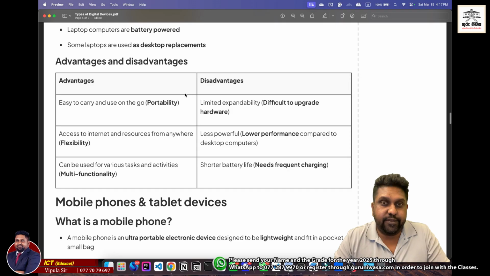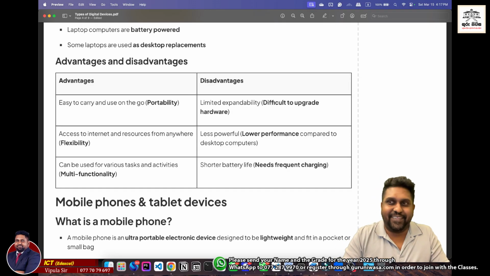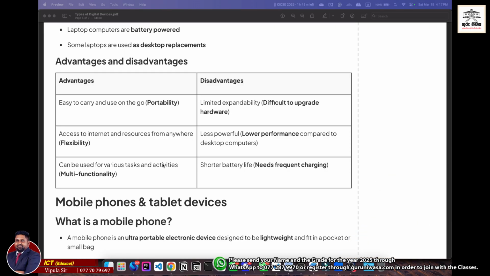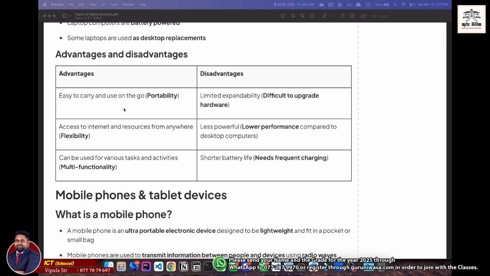So again, this is similar, where we talk about the opposite of the things we wrote above. When it comes to portability, the advantage is portability, because you can take it wherever you want. But the disadvantage is limited expandability, due to the difficulty of upgrading the hardware. As well as that, the advantage is that you can access the internet and resources from anywhere, because the keyword is flexibility. And the disadvantage is that it is less powerful.